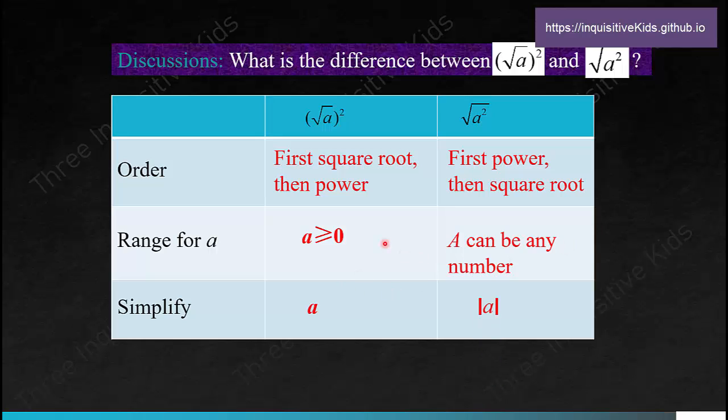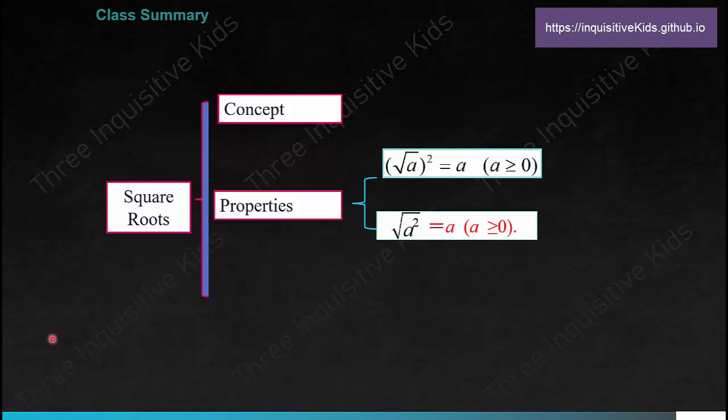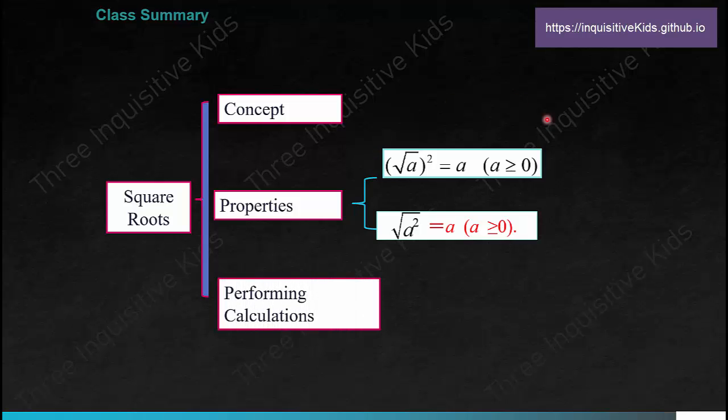Now, when you simplify this, this is equal to a, while this is just equal to the absolute value of a. And I wanted to note that absolute value is always greater or equal to 0, so it can never be negative. The square of the square root of a and the square root of a squared: both of these equal a, when a is greater or equal to 0.